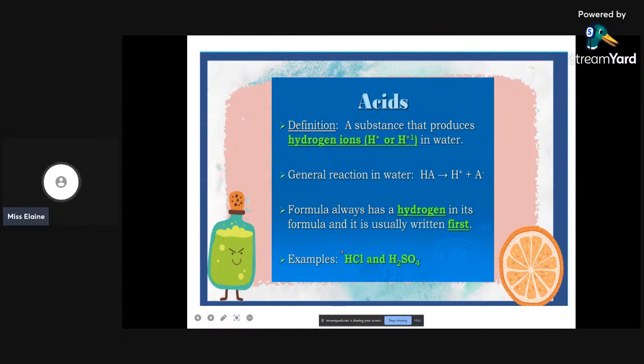So as you can see, hydrogen, it is usually what? Written first. Okay, an acid donates a proton, or what we call hydrogen ion. So ion means an atom with a net charge. It is not neutral because of its electrons and protons, it either accepts or donates.